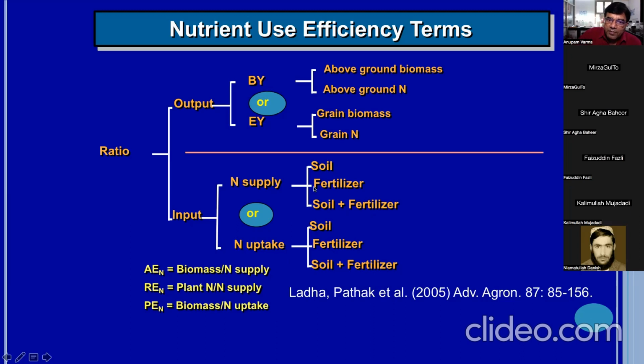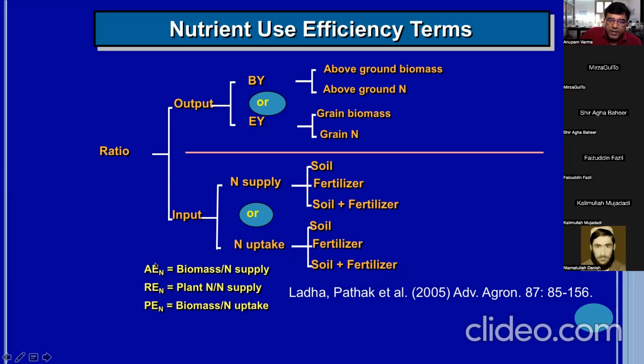Then from fertilizer and then soil plus fertilizer. Similarly, for nitrogen uptake, we have uptake can be just from soil. Uptake can be calculated just from the fertilizer, and uptake can be calculated from soil plus fertilizer. So there are different ways of writing the input. I will explain you surely. Now you see here, I can explain it.